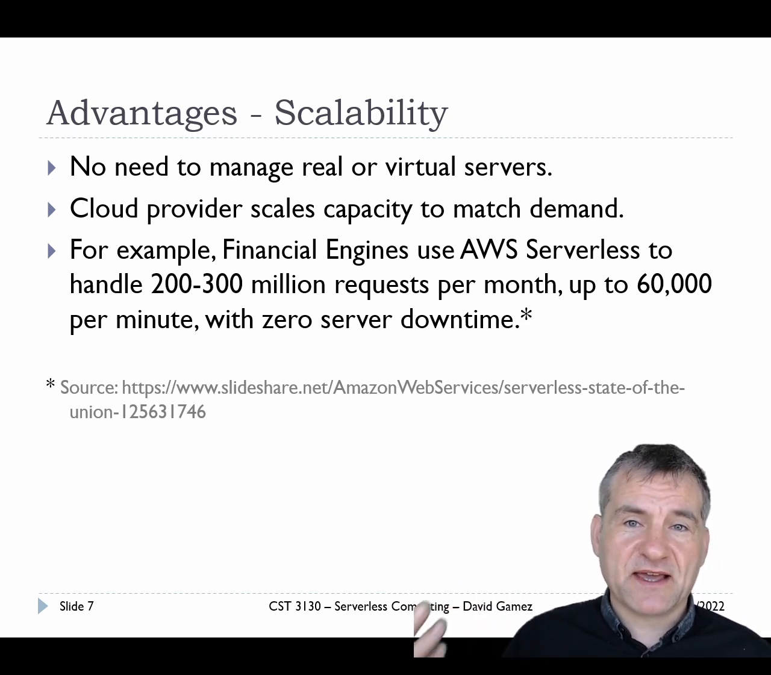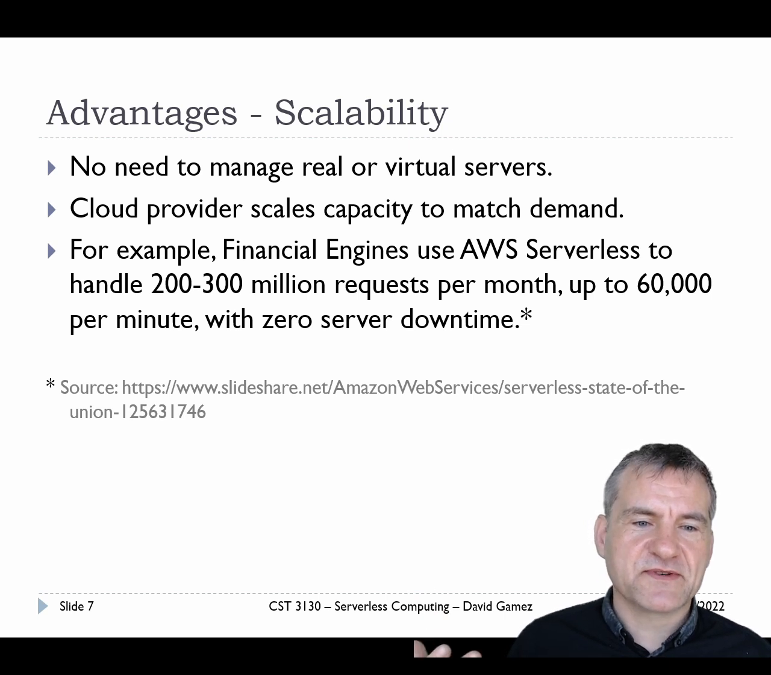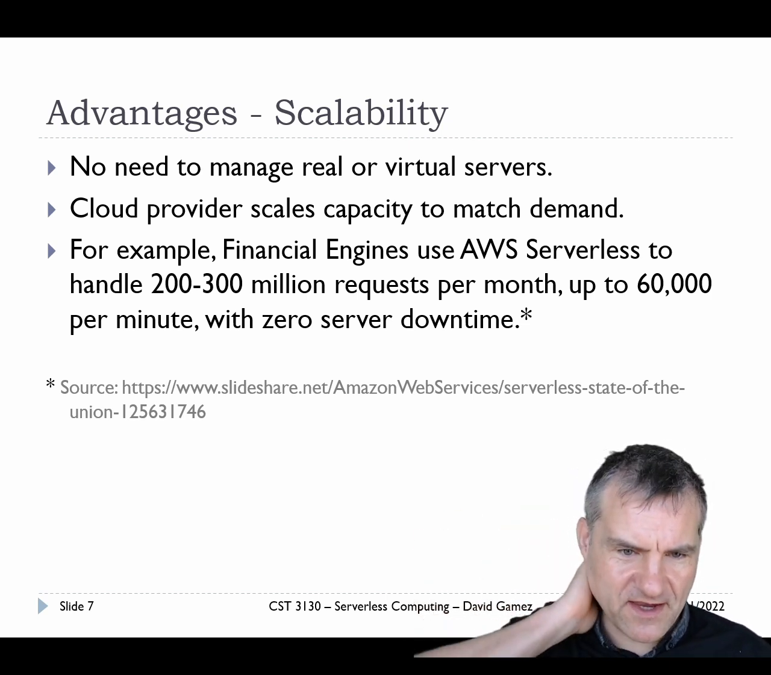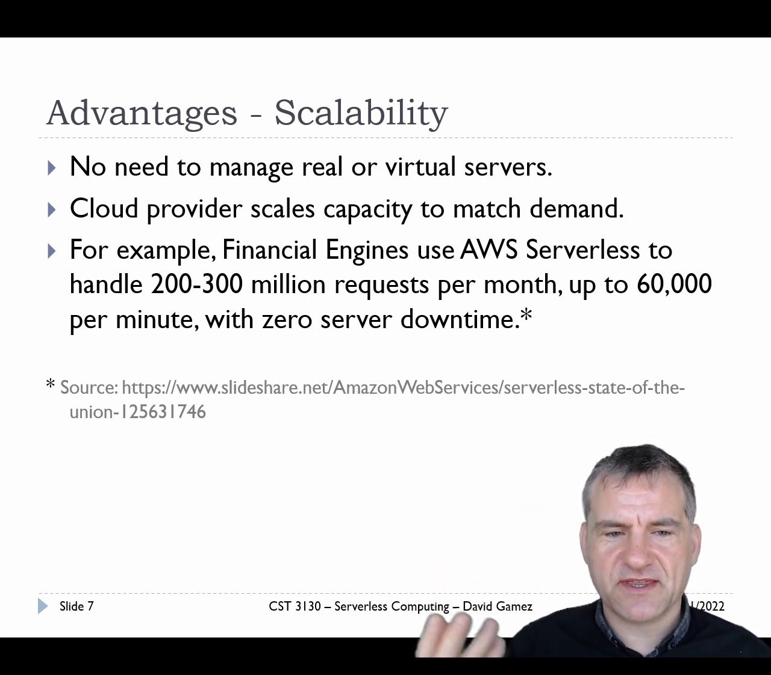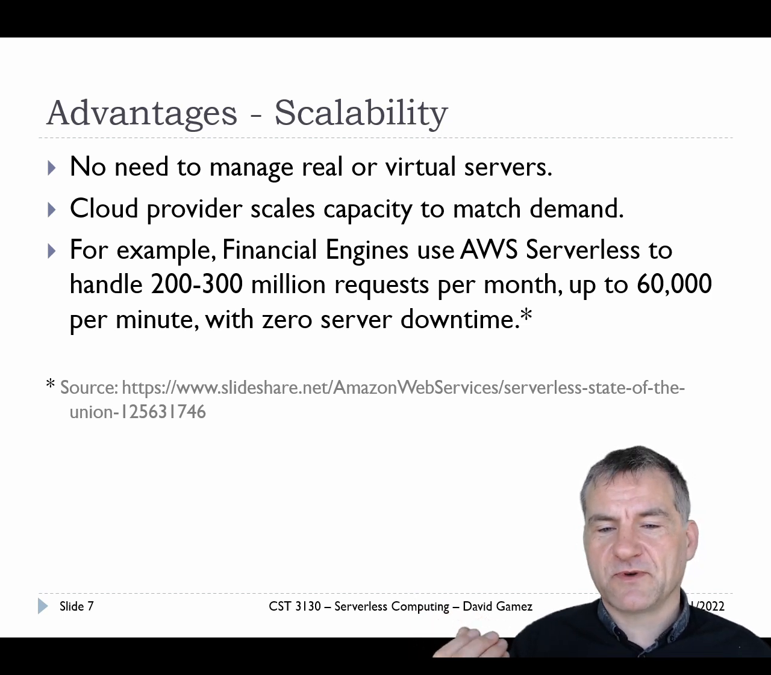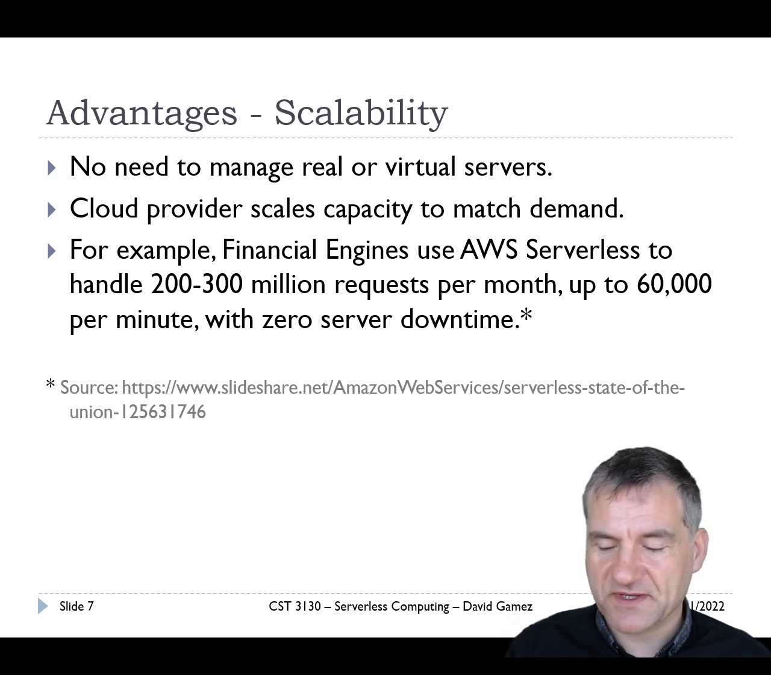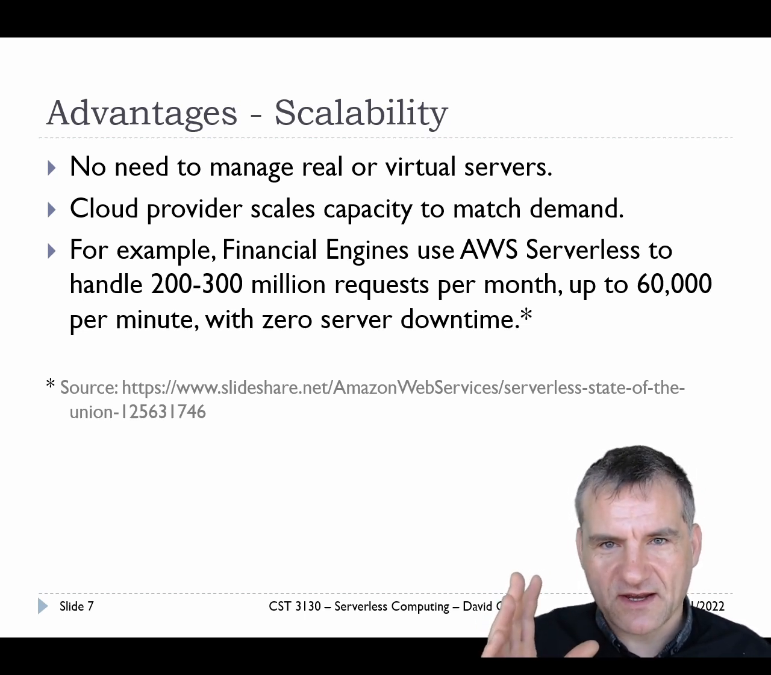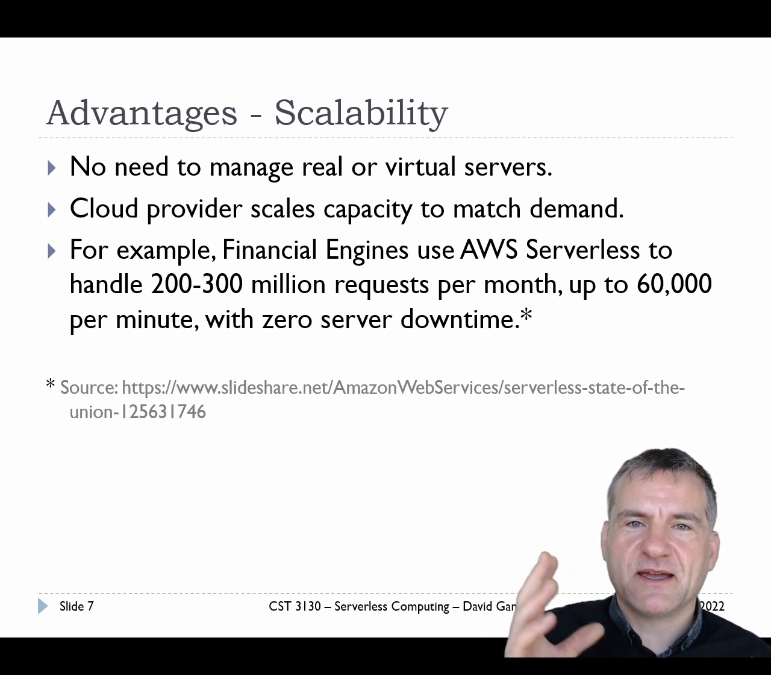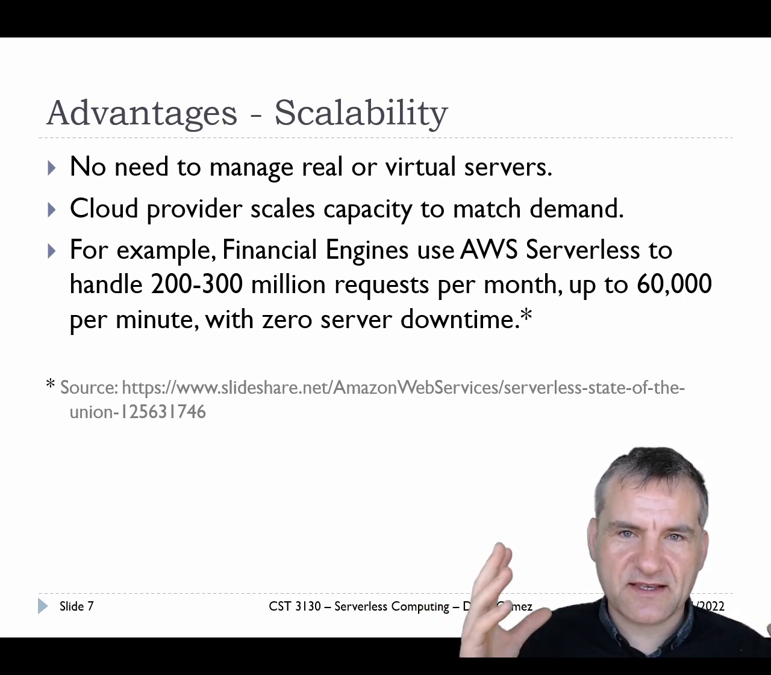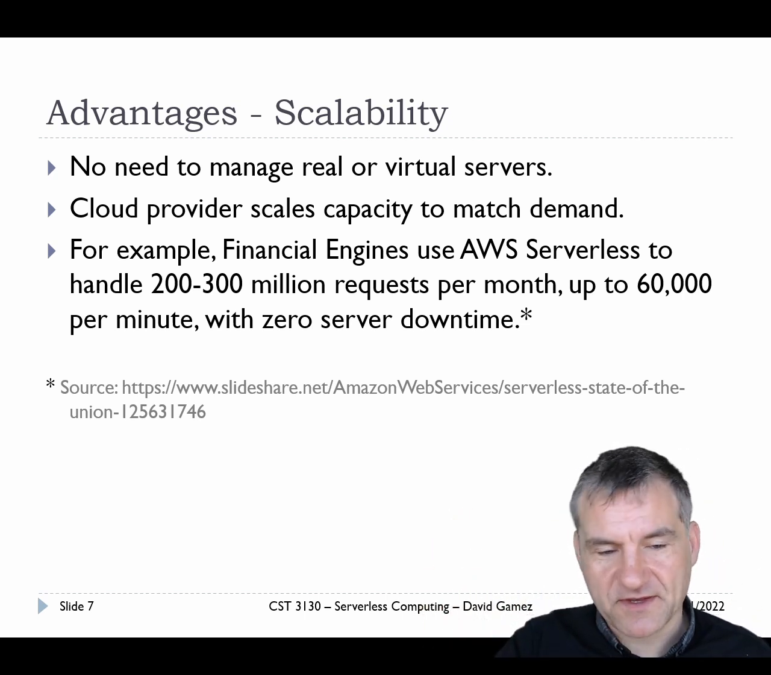And it can expand to a very high level of performance, right? This is an example from a talk I went to a few years ago. Financial Engines were handling 200 to 300 million requests per month, 60,000 per minute, with zero server downtime, right? That's pretty awesome performance, and it can be achieved without enormous complexity, because a lot of the complexity of scaling these things up is handled by Amazon, if you're using Amazon.